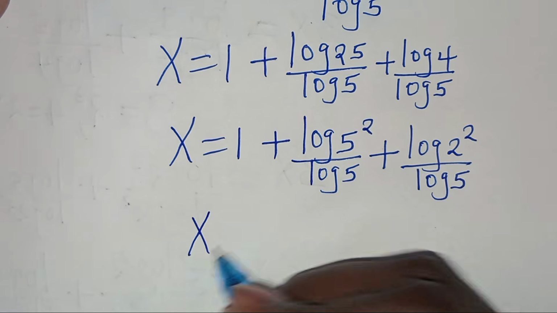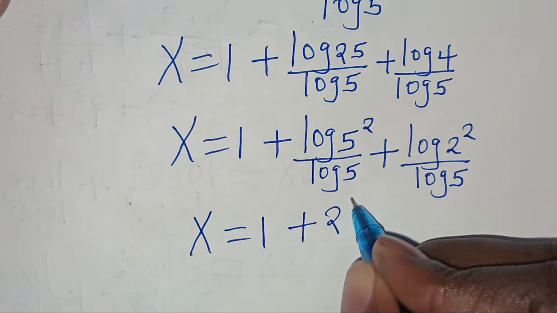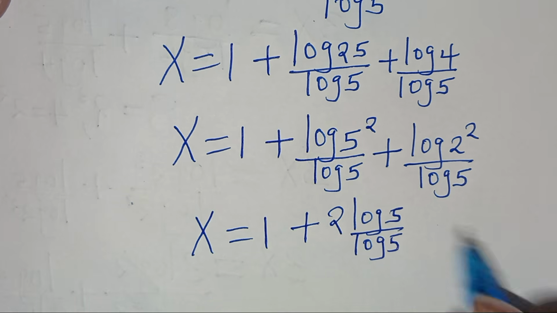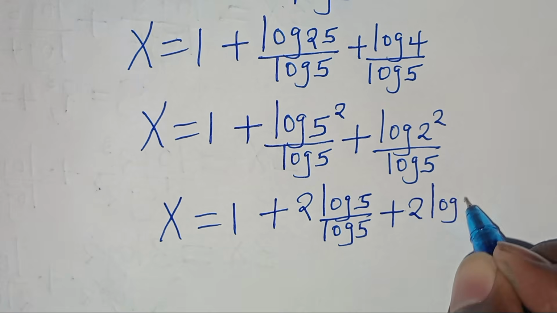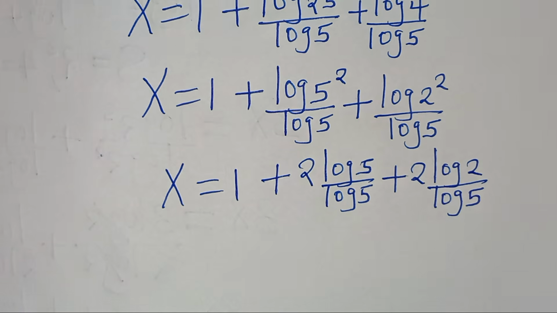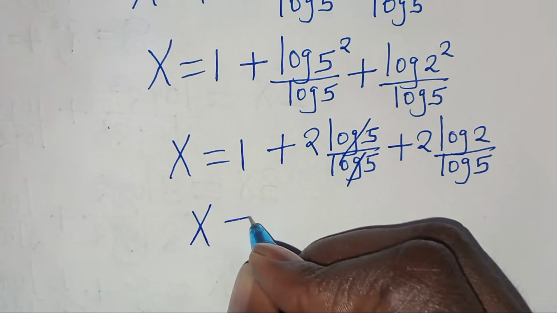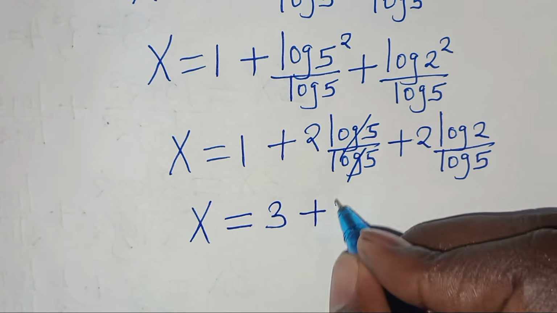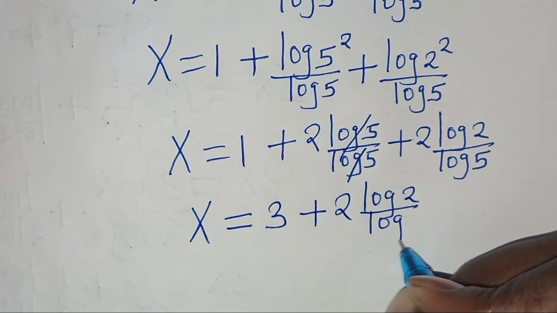So we have x is equal to 1 plus, now we can express log 5 to the power of 2 as 2 log 5 divided by log 5. Then plus here we have 2 log 2 divided by log 5. Now we can simplify log 5 and log 5, so that x here is equal to 1 plus 2, this is 3, plus 2 times log 2 divided by log 5.